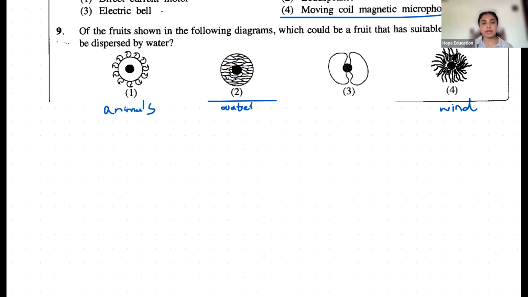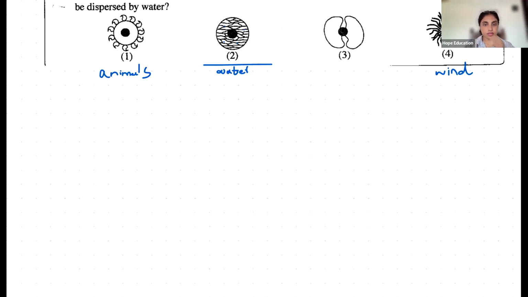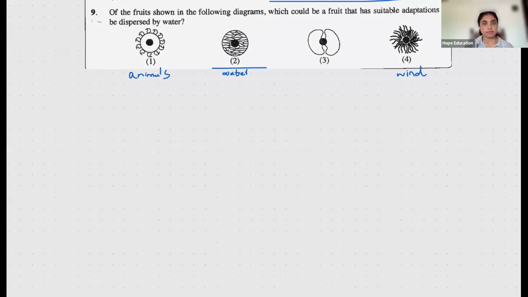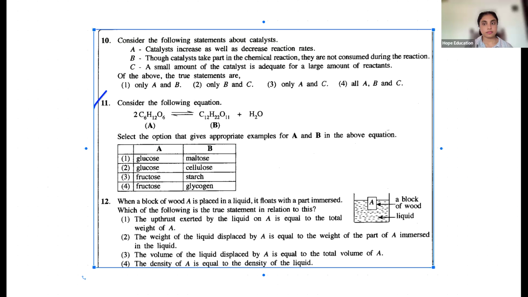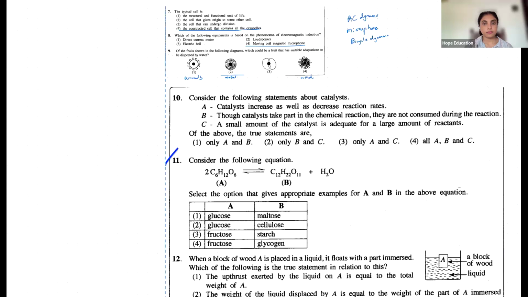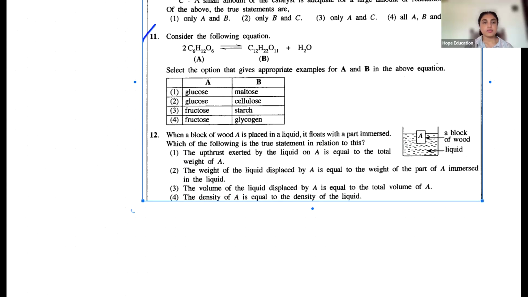Up to that point, is it clear, Lamai? Thumbs up, please. Others? Okay. Let's move on.